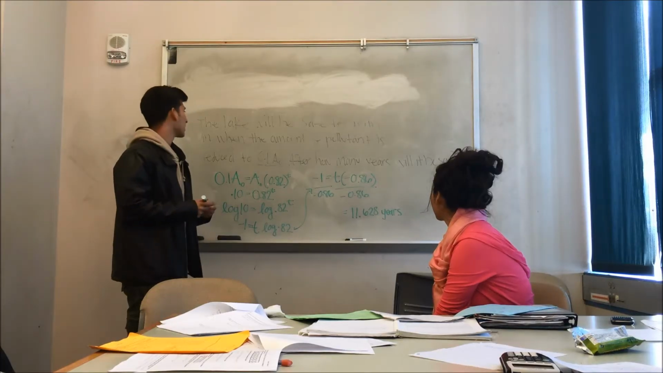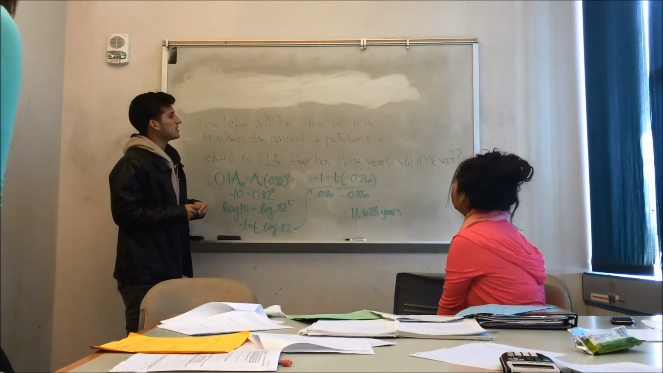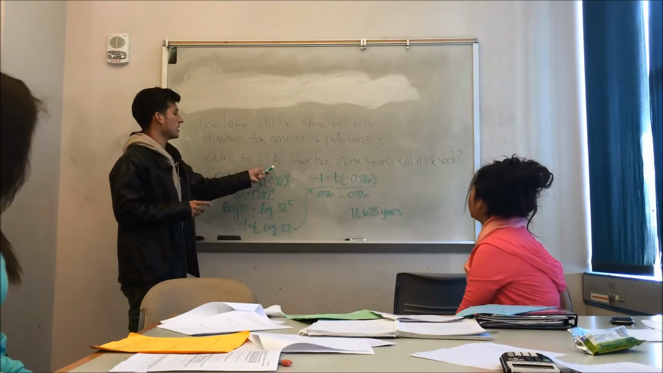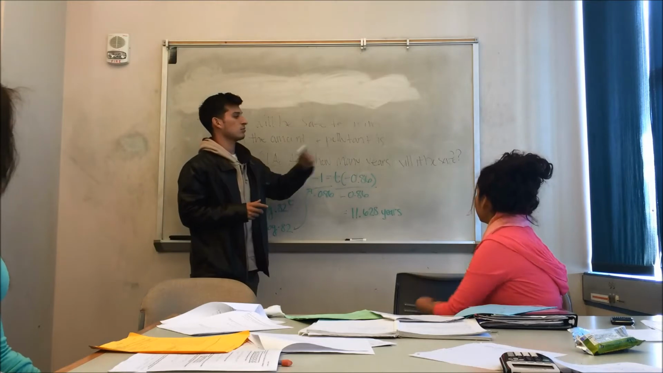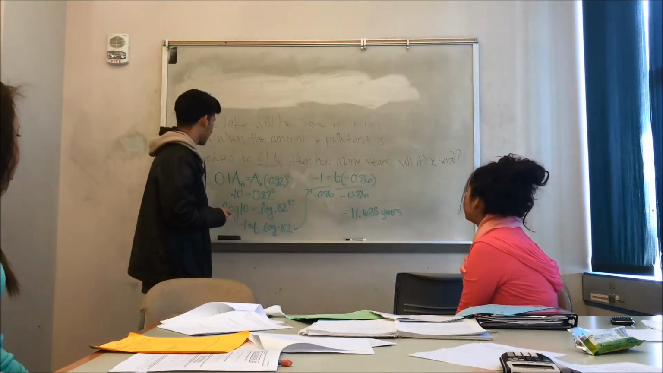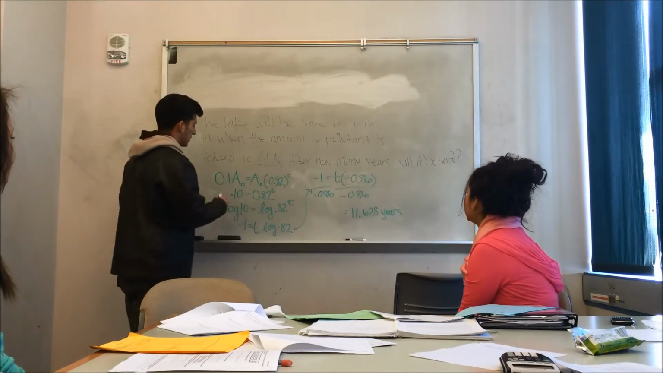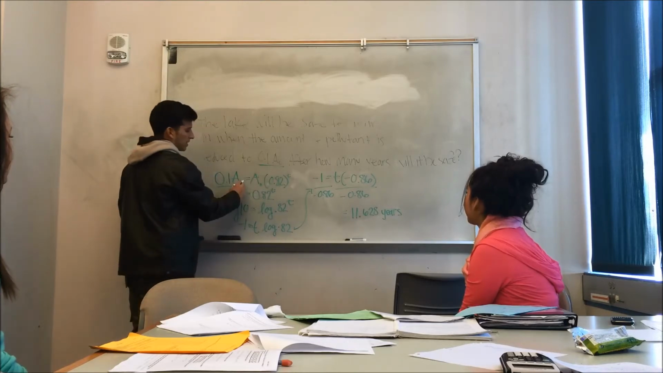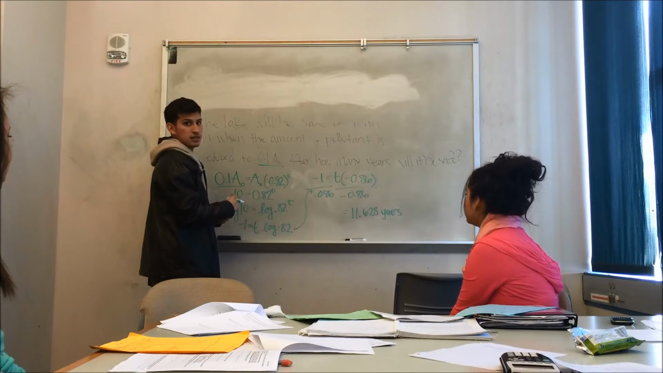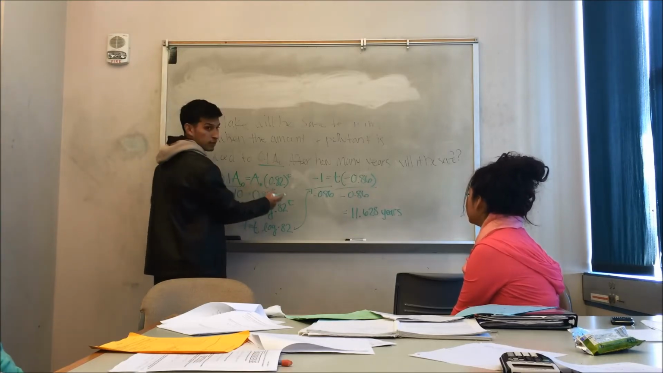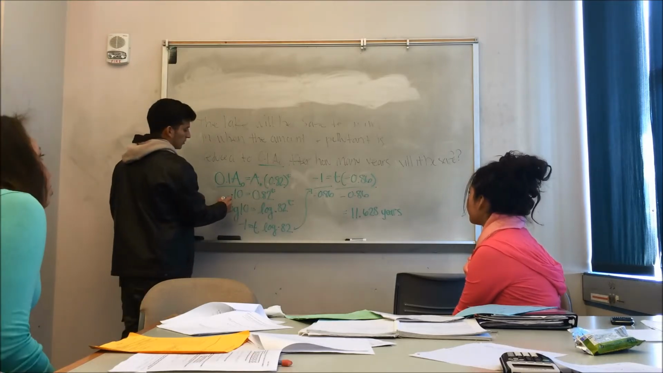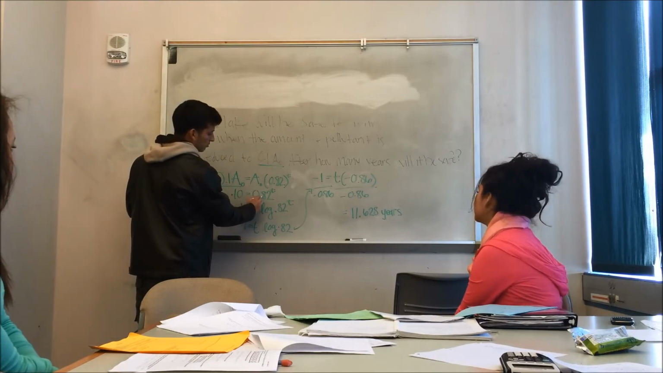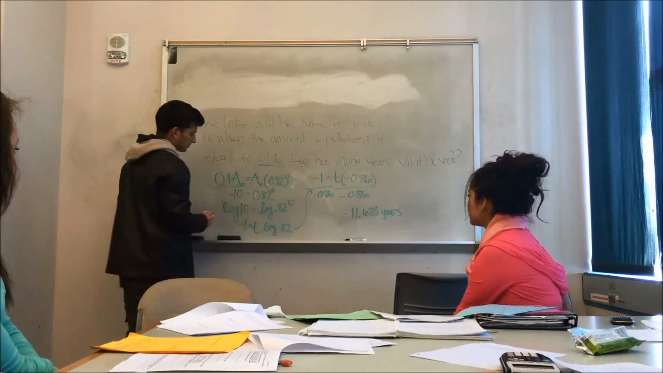So the last question asks, the lake will be safe to swim in when the amount of pollutant is reduced to 0.1 A naught. After how many years will it be safe to swim? So the first thing that we have to do is take this from the given equation and set it equal to our previous exponential equation. So 0.10 is going to be equal to 0.82 to the t.